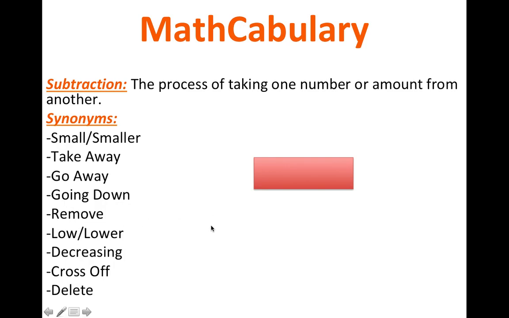They might give you a clue, and some of the words they use are small or smaller, which also means it's a subtraction problem. Things like take away, go away, numbers going down, removing, low or lower, which means the numbers are going smaller or lower. The numbers are decreasing, you cross off, and you delete. When you look for these words in your math story problem as I read them to you, or something along this line, it automatically means that it's a subtraction math problem. Make sure you take a note of these words and get familiar with it.